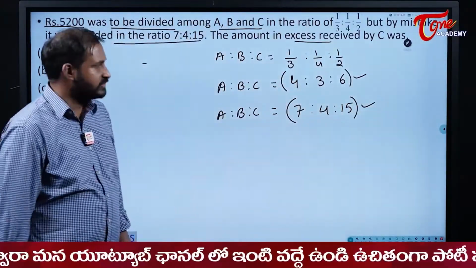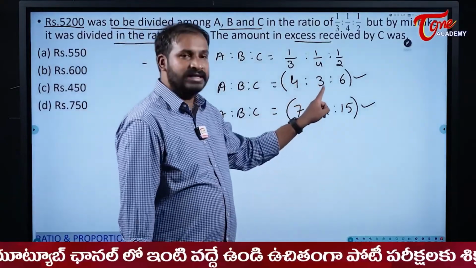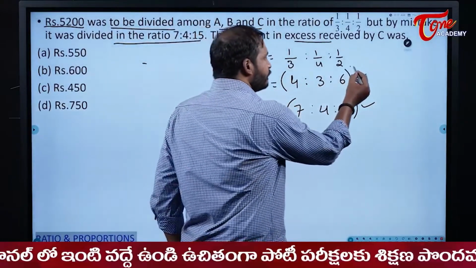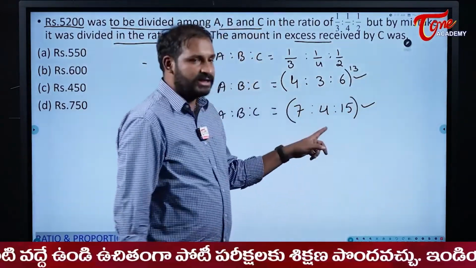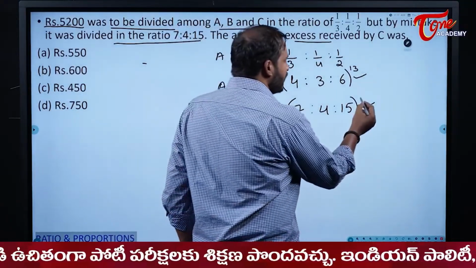What is the total sum here? 4 plus 3 it is 7, 7 plus 6 is 13. What is the total sum here? 7 plus 4 it is 11, 11 plus 15 it becomes 26.